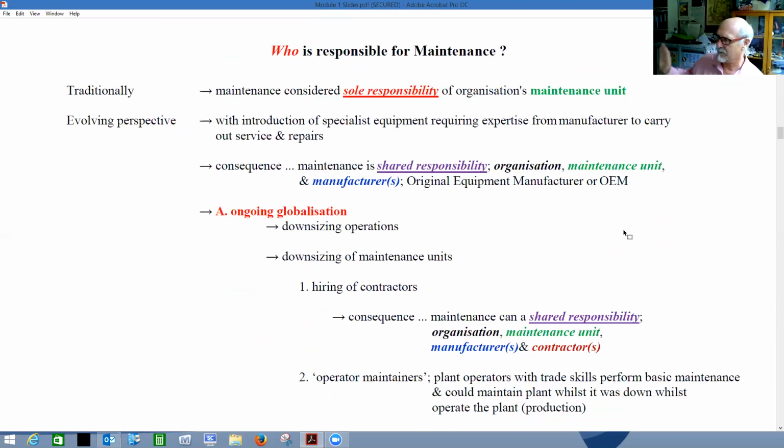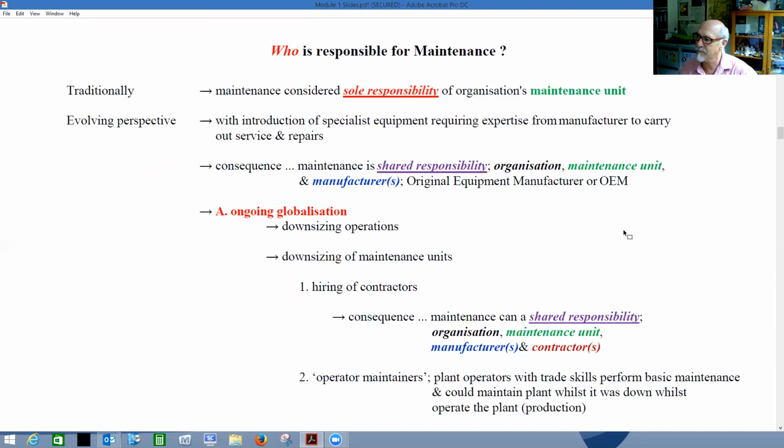So then, who's responsible for maintenance? Traditionally, it's been the sole responsibility of the maintenance unit. Those guys over there with the overalls, way you go. But over time, there's been changing perspectives on this. When we get specialist equipment requiring expertise from the manufacturer to carry out service and repairs, sometimes our maintenance unit doesn't have that training in that particular haul truck or grader. It may be a completely different model, but it could be a completely different company. It could be Caterpillar, compared to something you bought from Mitsubishi or Komatsu.